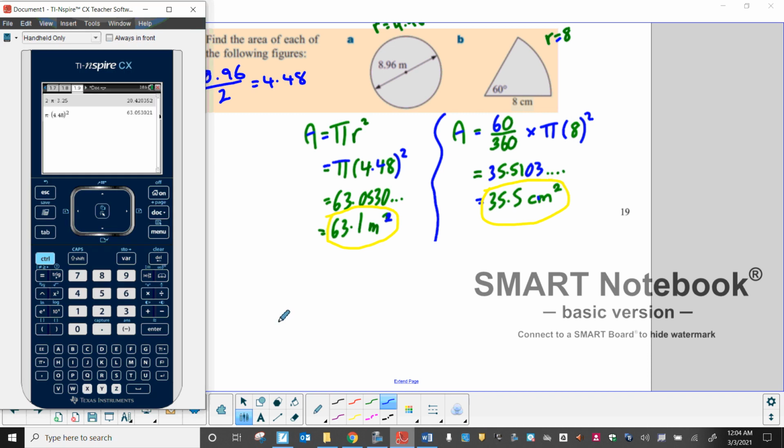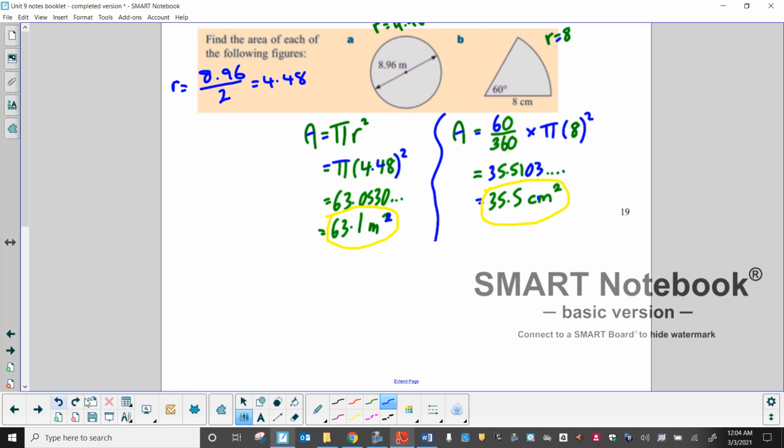How would I put that in the calculator? I would go 60 over 360, and then I would do times, arrow to the side, and do times pi. Pi there. 8 brackets squared. Okay, that's how I would get that answer. 35.5103 dot dot dot. Then 3 sig figs, that'll be 35.5, and it's area, so centimeters this time, not meters, centimeters squared. Well done, and that's the end of the lesson.